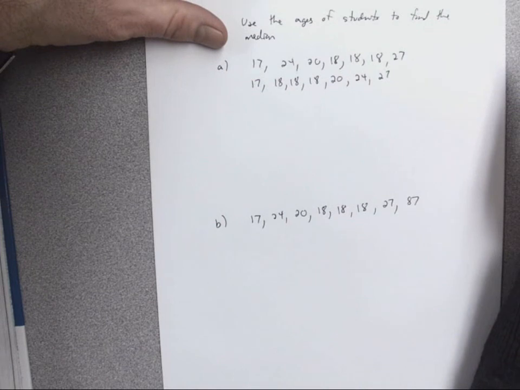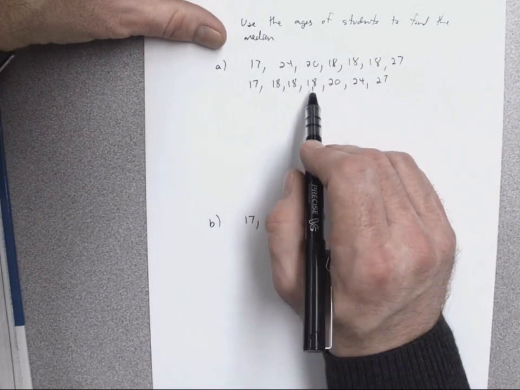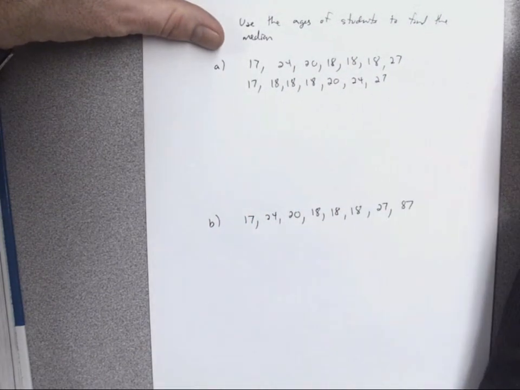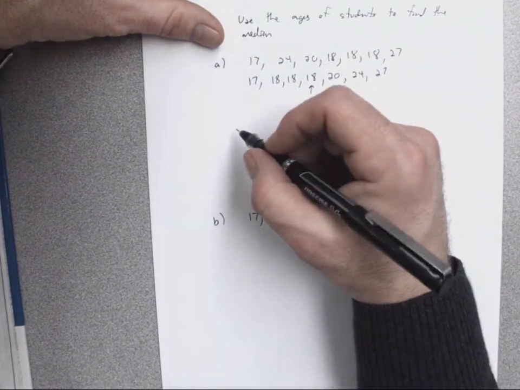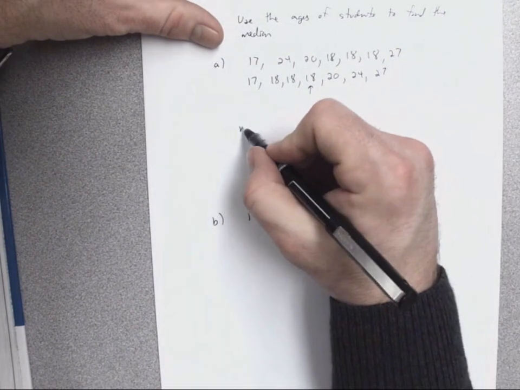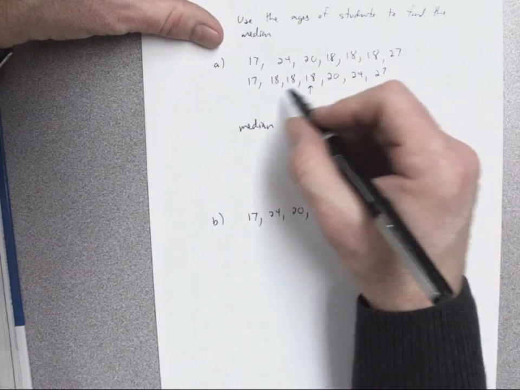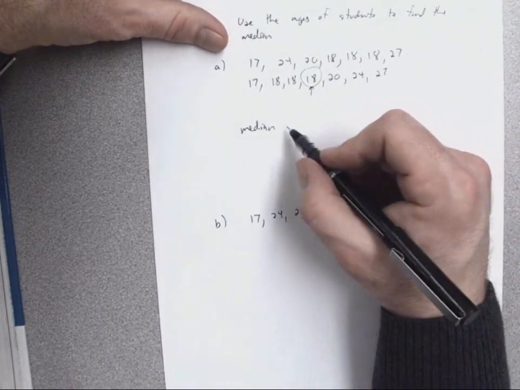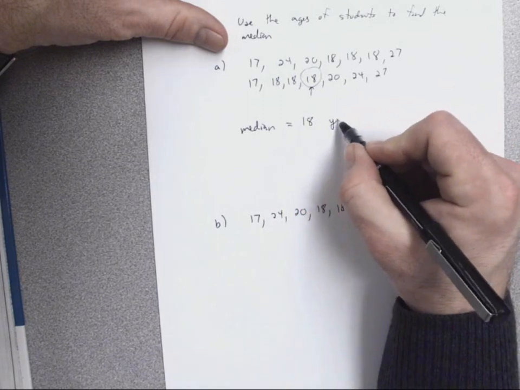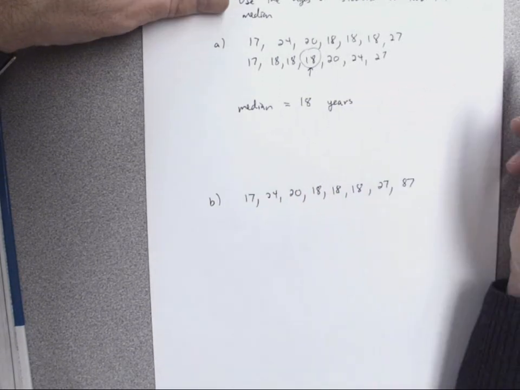So the median is going to be the middle number. 1, 2, 3, 4, 5, 6, 7. Since there's 7 numbers, this is going to be the median number, right? The median is going to be the middle number of the set. 3 above, 3 below is going to be equal to 18. Don't forget the units.